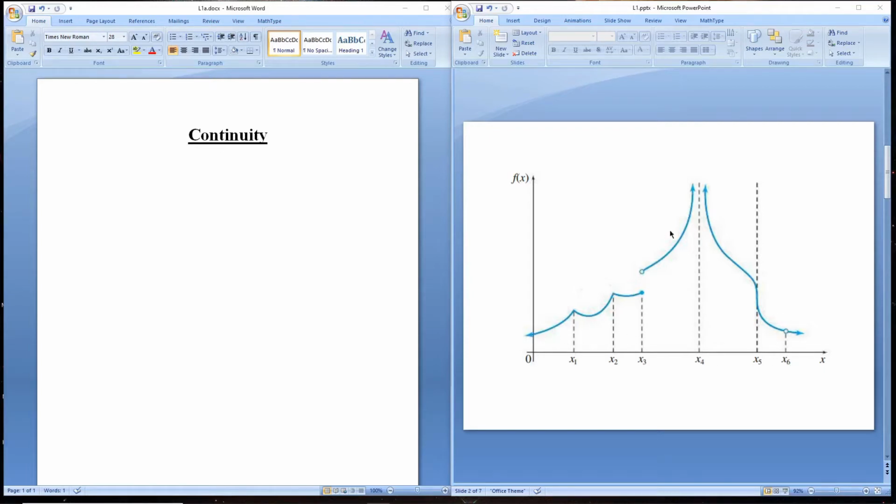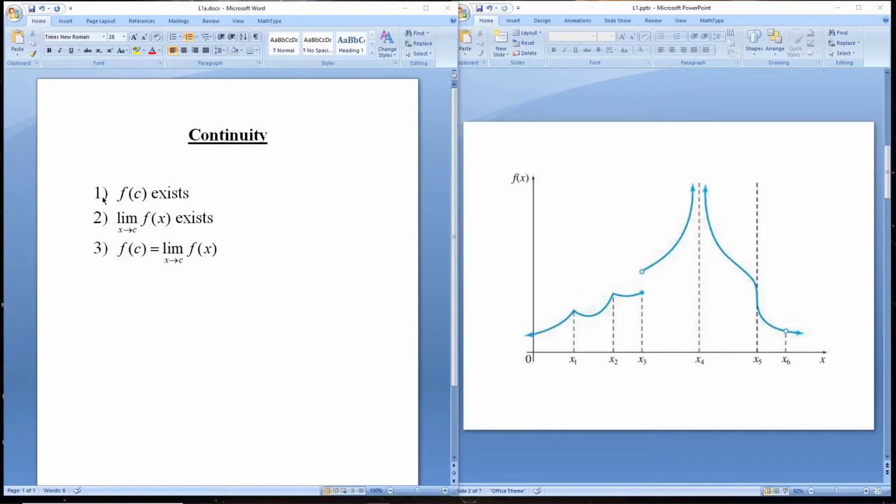So this graph you're seeing here has 3 discontinuities. X sub 3, we got a gap. X sub 4, we got a vertical asymptote. And x sub 6, we got a hole. And there is, of course, a precise definition for continuity in math. And that is these 3 statements. And let's just go through them.